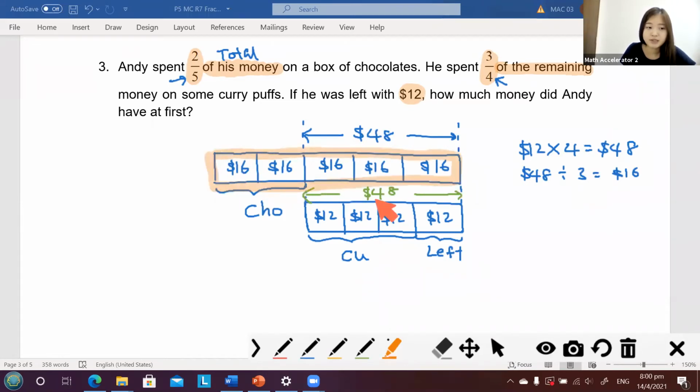So you have to see how many 16s you need. Okay, 1, 2, 3, 4, 5. So for your final answer, you should be taking 16 times 5, which will get you $80 as your answer.